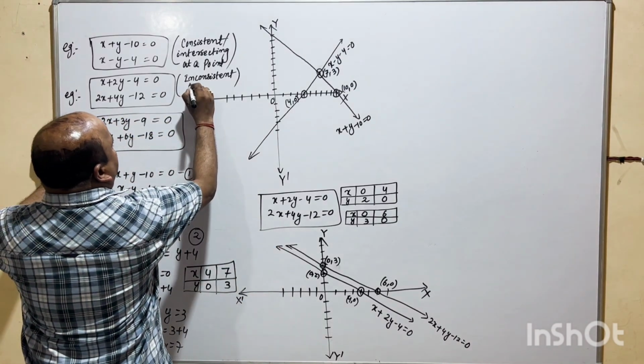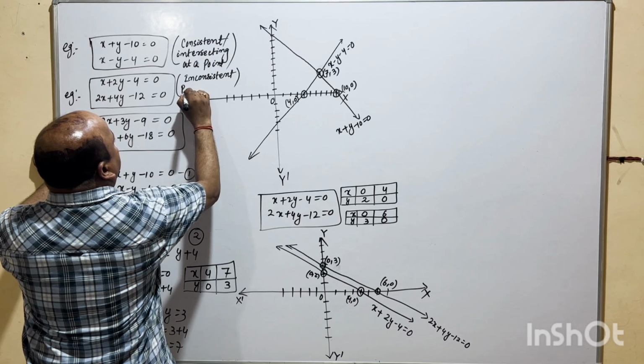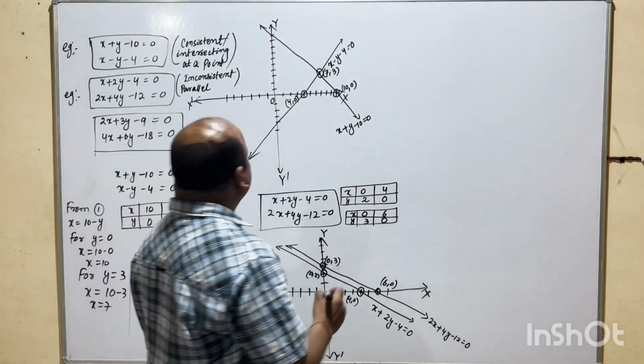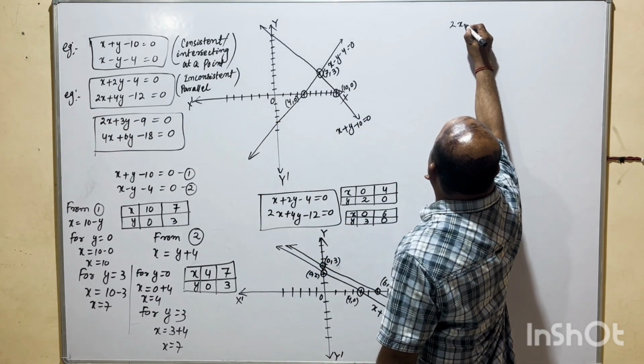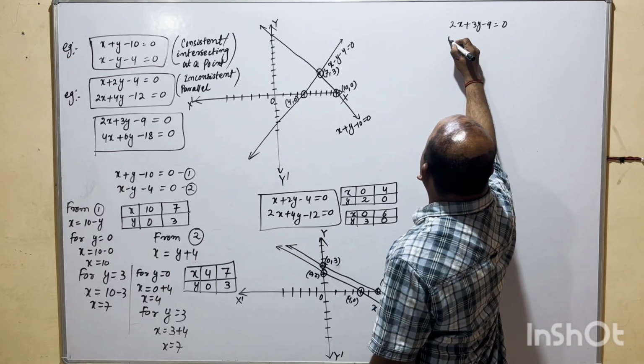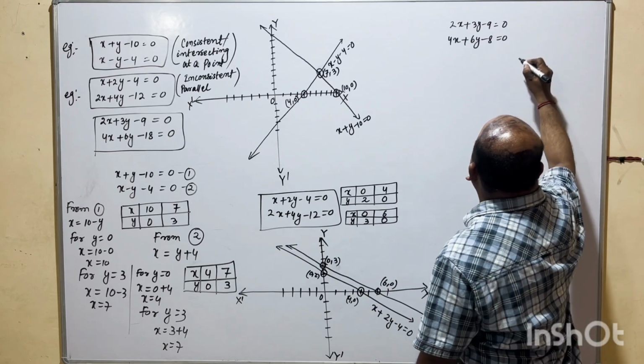So you write parallel, no solution. No solution or parallel. You write parallel. Now come to the third one. 2x plus 3y minus 9 is equal to 0. 4x plus 6y minus 8 equal to 0.